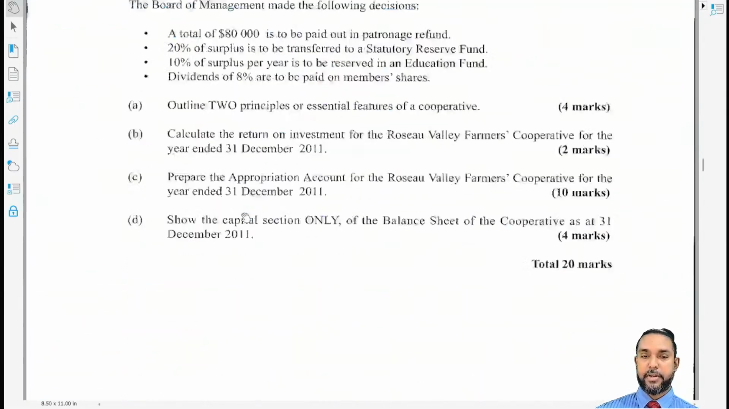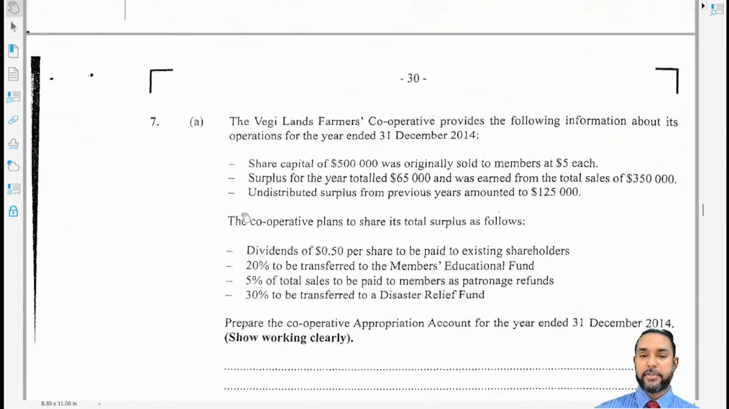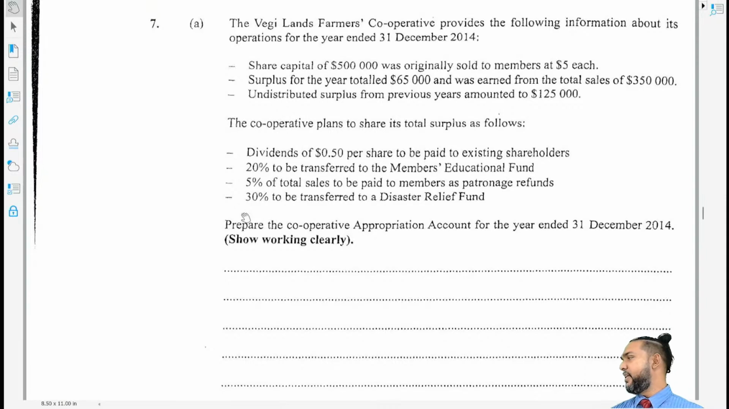We did 50 housewives already. We did Roseau. So we're going to be doing Veggie Lands. Let's confirm you guys have Veggie Lands, please.